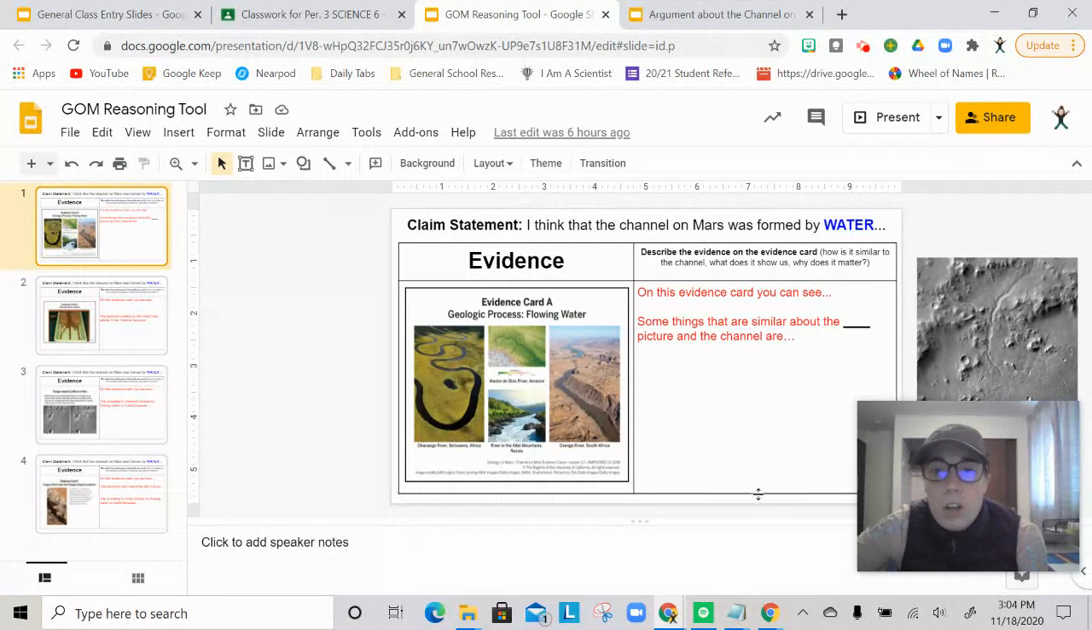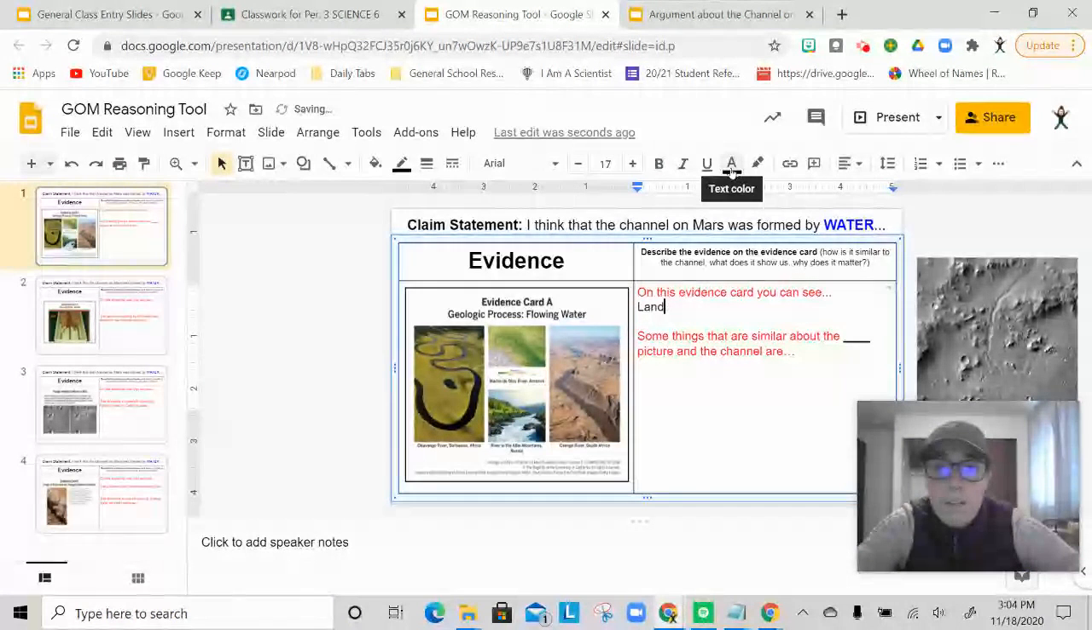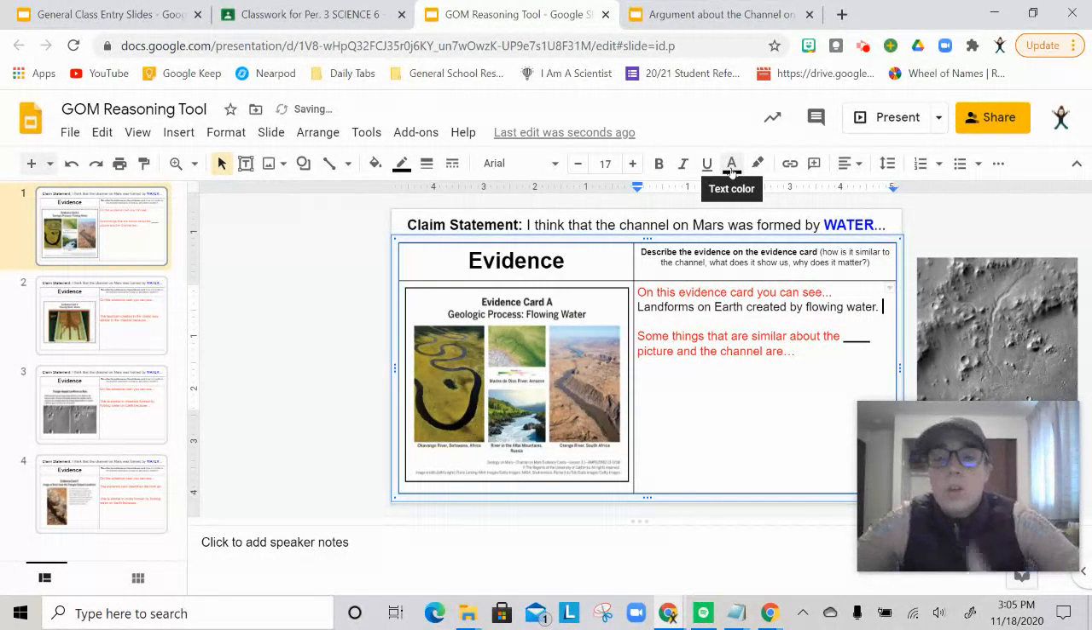If I start with evidence card A, I'm going to take a look at how I finished this sentence frame. On this evidence card, you can see. And if you remember from filling out this frame together, or if you just look at your own copy of the reasoning tool, we did this slide as a whole class. We said on this evidence card, you can see landforms on Earth created by flowing water. You can use that second piece of the sentence frame on your argument.